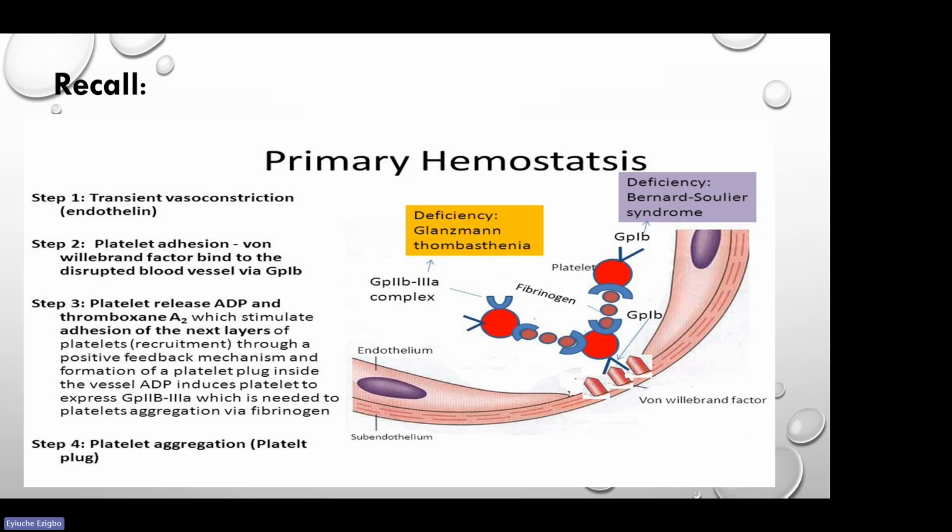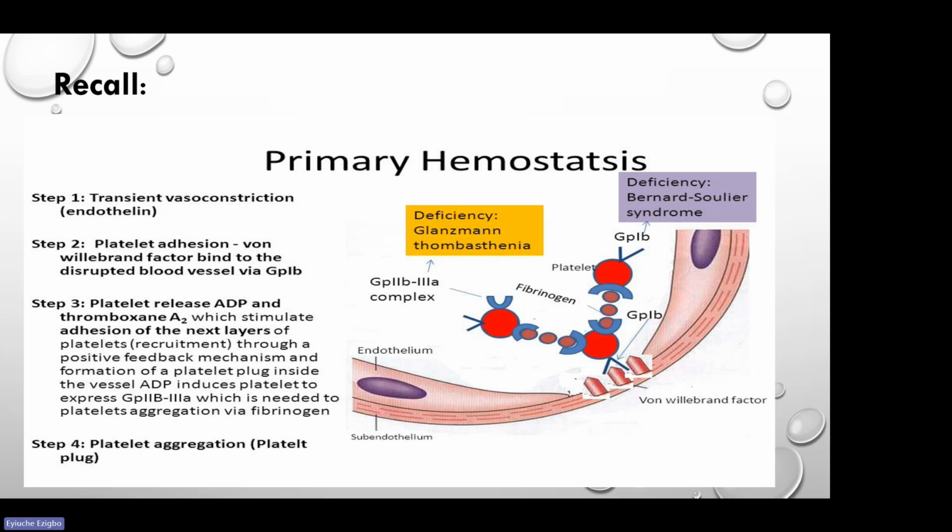When you look at this diagram, you see a deficiency. Glanzmann thrombasthenia is trying to show us that there is a defect in this receptor, glycoprotein 2B3A complex, and any defect in this receptor results in this disorder named Glanzmann thrombasthenia. Any abnormality with glycoprotein 1B receptor, the receptor involved in platelet adhesion, will result in a disorder referred to as Bernard-Soulier syndrome and all that. So we'll look at it one by one.